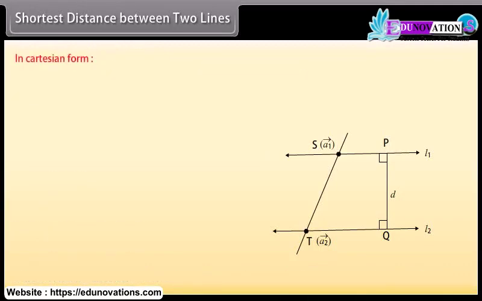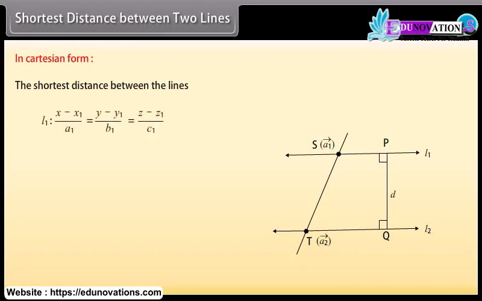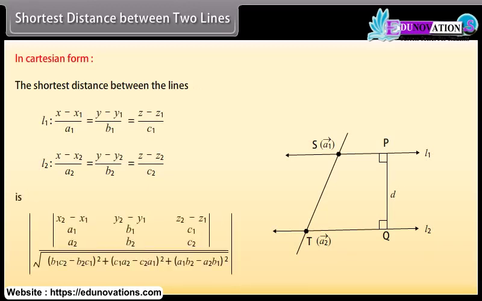In Cartesian form, the shortest distance between the lines L1: (x minus x1) by a1 equals (y minus y1) by b1 equals (z minus z1) by c1, and L2: (x minus x2) by a2 equals (y minus y2) by b2 equals (z minus z2) by c2, is modulus of determinant, row-wise: first row x2 minus x1, y2 minus y1, z2 minus z1; second row a1, b1, c1; third row a2, b2, c2; divided by square root of (b1 c2 minus b2 c1) square plus (c1 a2 minus c2 a1) square plus (a1 b2 minus a2 b1) square.